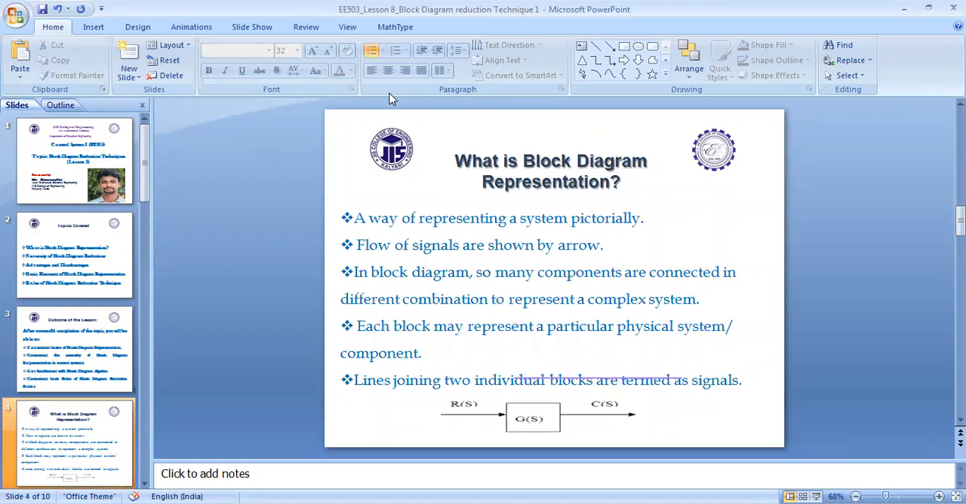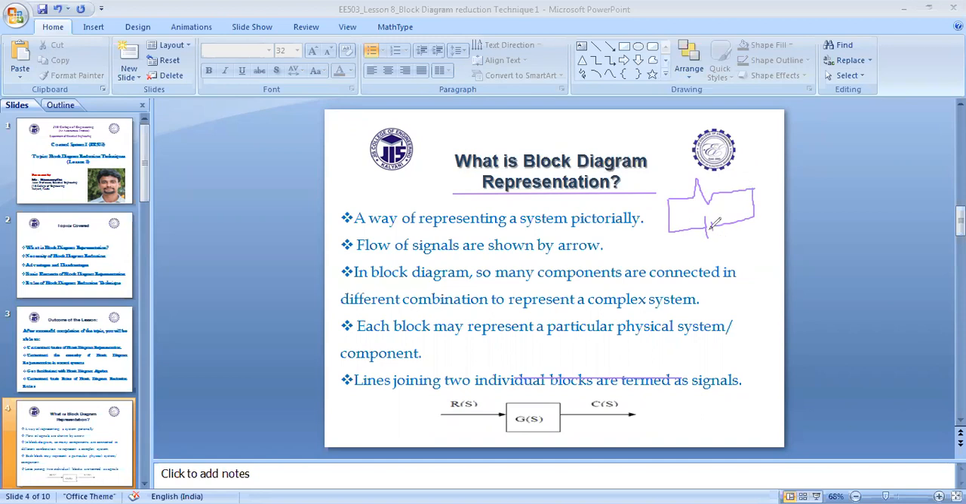Now let us start our discussion on block diagram representation of a control system. See, any control system or any physical system can be represented by a circuit diagram. The circuit diagram can be an electrical circuit, a mechanical circuit, pneumatic, hydraulic, anything.